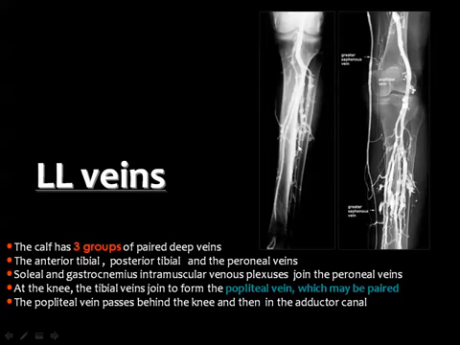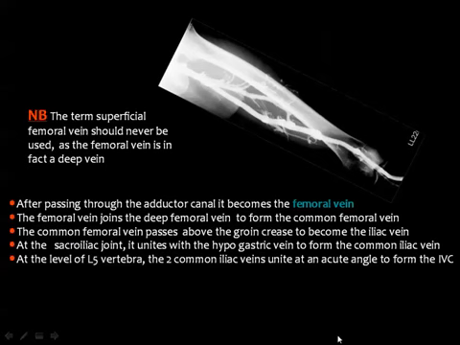Six venous channels in the leg, and they are beaded, as you can see, because of too many valves within the system preventing retrograde flow. After the leg veins, the popliteal vein is formed, which will continue as the femoral vein, receiving the deep femoral vein to form the common femoral vein. In the nomenclature, the term superficial femoral vein should never be used, as the femoral vein is in fact a deep vein. Because here the superficial vein is the saphenous vein.